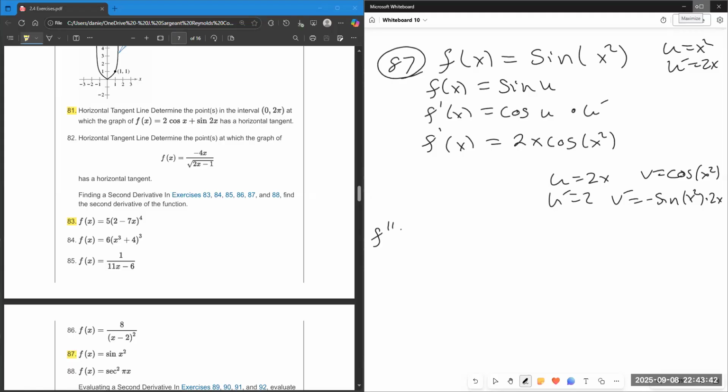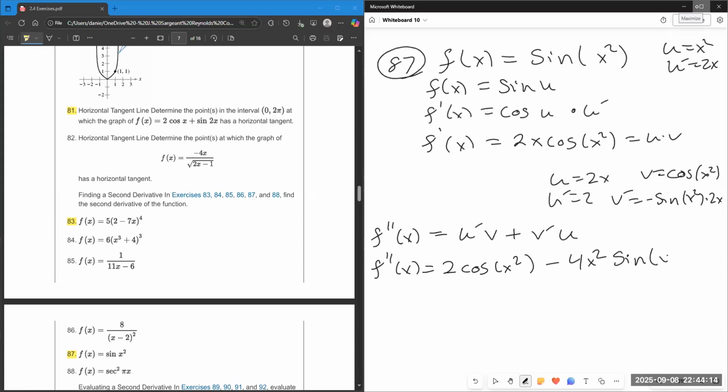So f double prime of x, which is u times v here, is u prime v plus v prime u. f double prime is 2 cosine x squared plus 2x times 2x, which is 4x squared, and that's negative sine of x squared. That was 87.